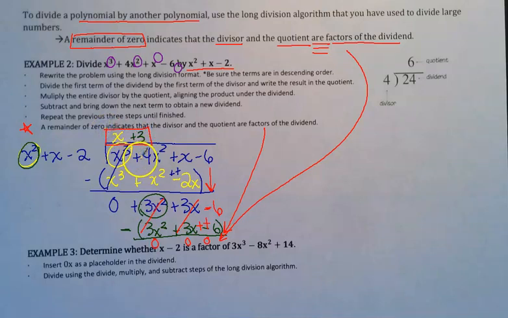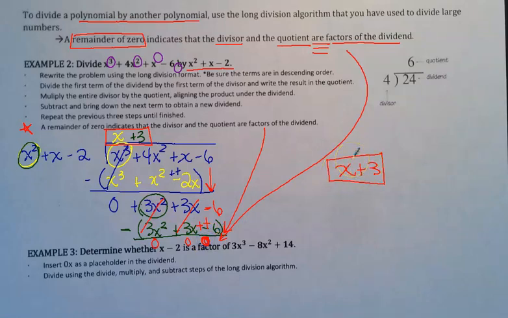So x cubed plus 4x squared plus x minus 6 divided by x squared plus x minus 2 equals x plus 3. Woohoo! It means I have a 0, so it means that this is indeed a factor. There's no remainder. It's a perfect factor.